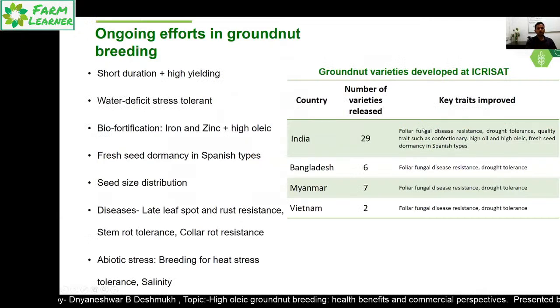Apart from high oleic, at ICRISAT we are breeding for short duration and high yielding varieties. We also target water deficit stress tolerance in groundnut breeding. Then we also target biofortification, that is a combination of high iron and zinc plus high oleic variety. And we also target fresh seed dormancy in Spanish types, and seed size distribution.